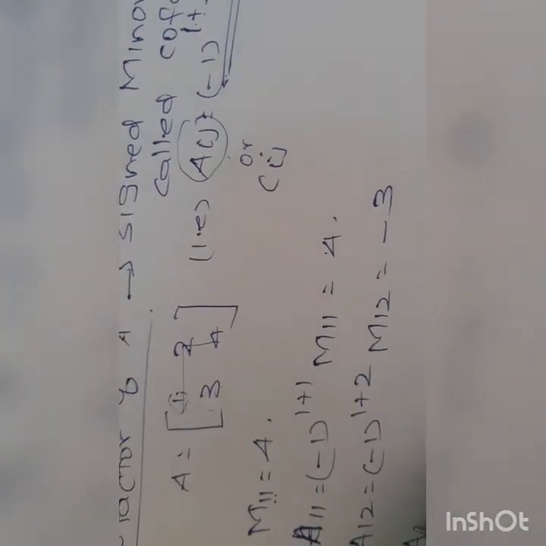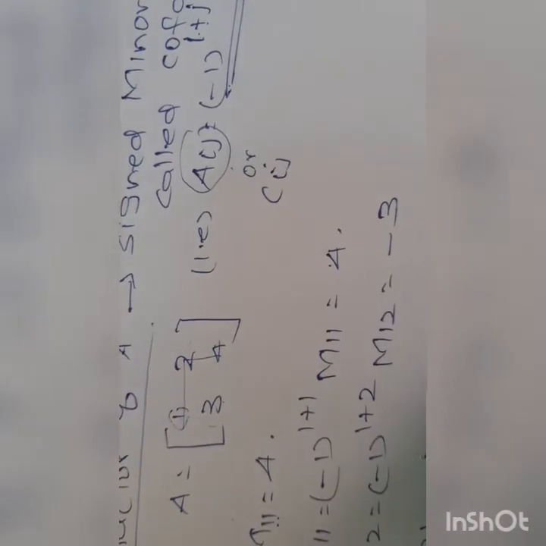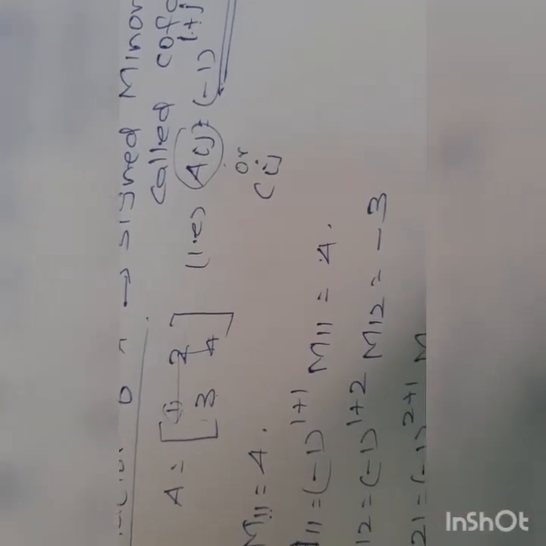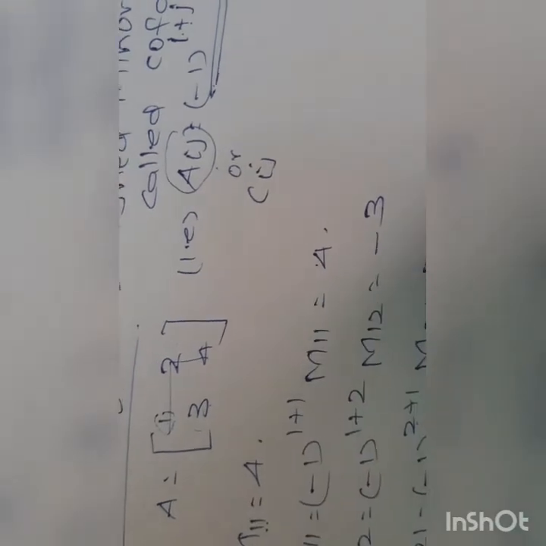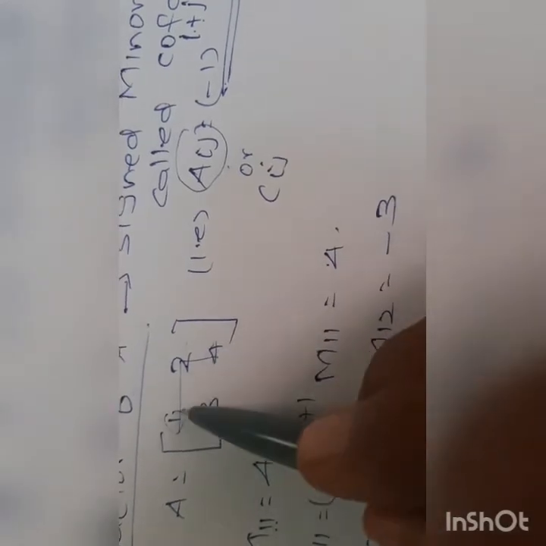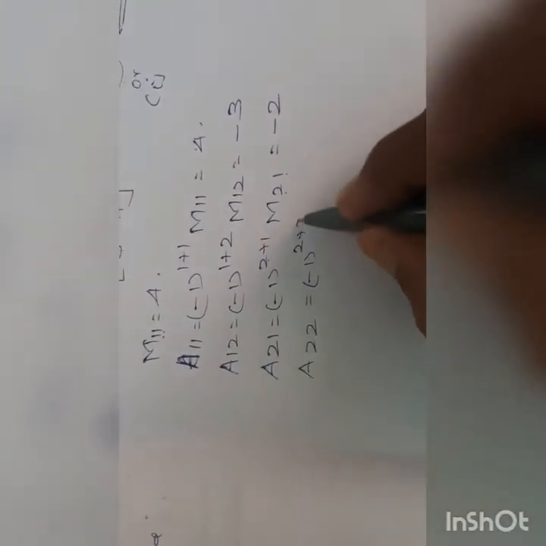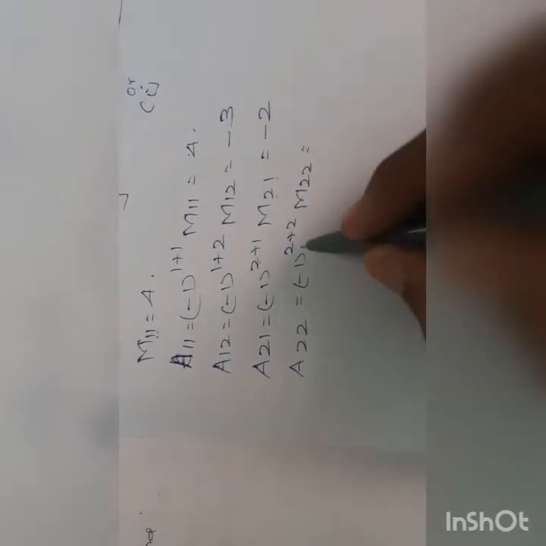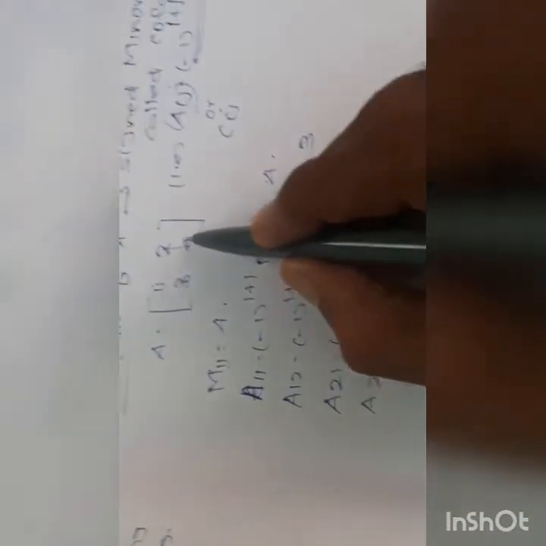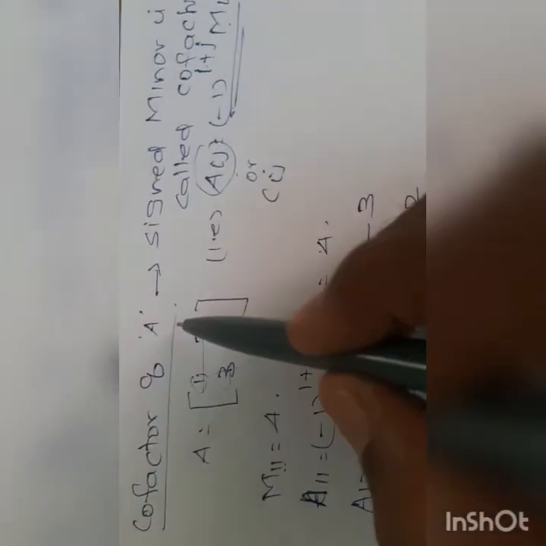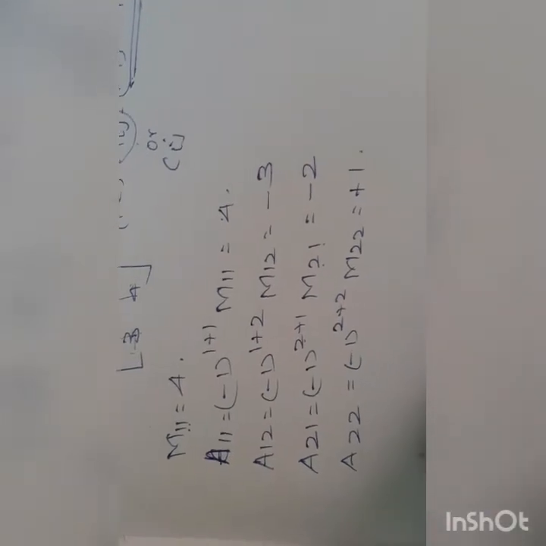Same thing for A21. Apply this formula, (-1)^(2+1) into M21, so we get negative M21. Second row, first element, that is the minor of 3. Deleting the row and column, we get 2. So minus 2. Same thing for A22, (-1)^(2+2) into M22, that becomes positive. M22, second row, second element, we find the minor of 4. Deleting the row and column, we get 1. So this is the way to find the cofactors. For example, I am taking a 3 by 3 matrix.